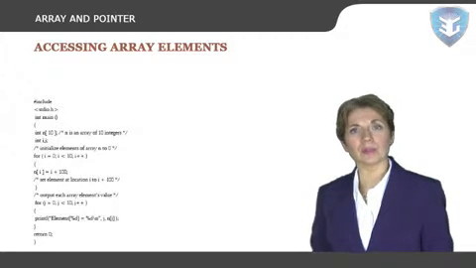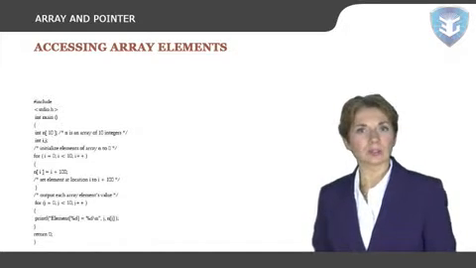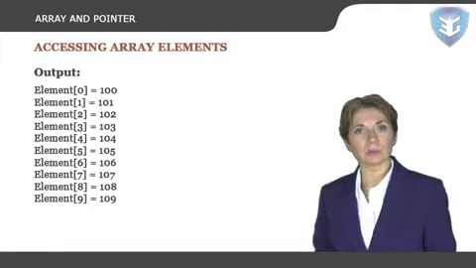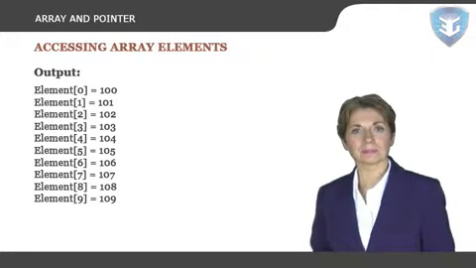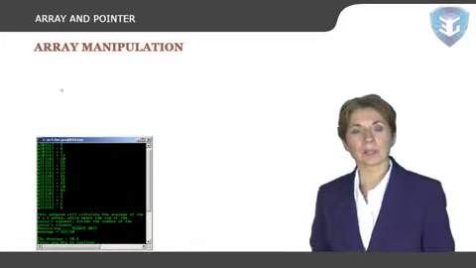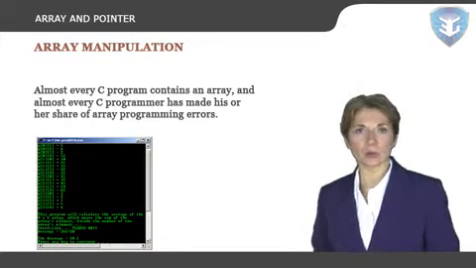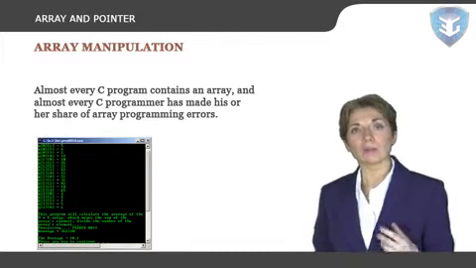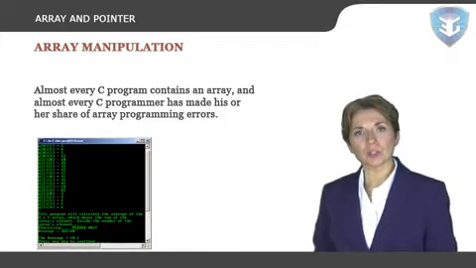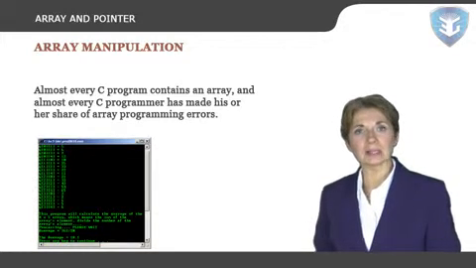Let's see an example on the screen which will use all of the three concepts, that is, declaration, assignment, and accessing arrays. Output of the program is on the screen. Let's now understand array manipulation. Almost every C program contains an array, and almost every C programmer has made his or her share of array programming errors. Two of the most troublesome kinds of array errors are array reallocation errors and algorithmic array errors.